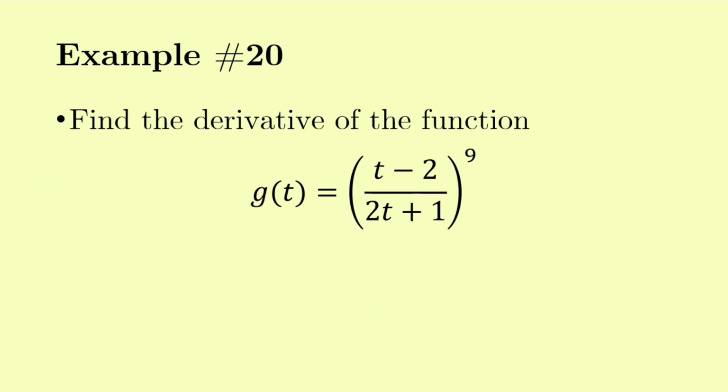Okay, let's look at this example. Number 20. Find the derivative of the function g of t is equal to the fraction t minus 2 all over 2t plus 1 raised to 9. So we will use a combination of the chain rule and the quotient rule. So g prime of t, we will apply this.